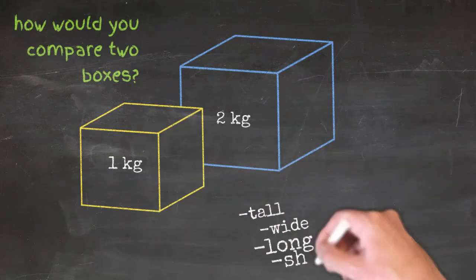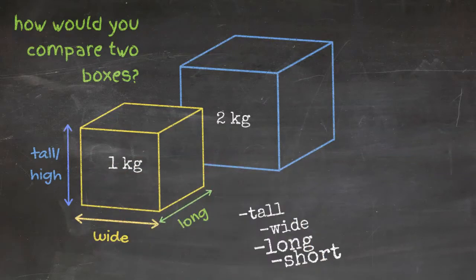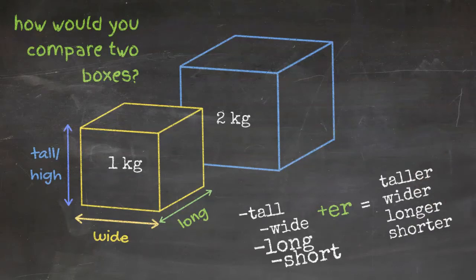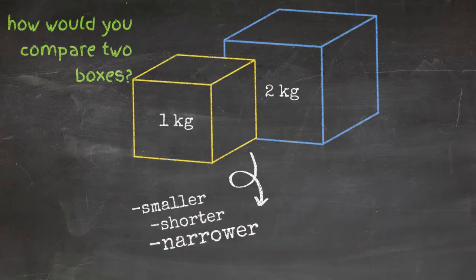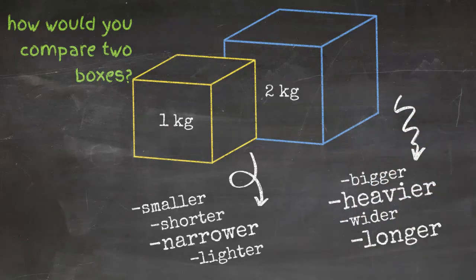We can also use the adjectives tall, wide, long, and short. So when we add er, we get taller, wider, longer, and shorter. So we can say the yellow box is smaller, shorter, narrower, and lighter than the blue box. And the blue box is bigger, heavier, wider, and longer than the yellow box.